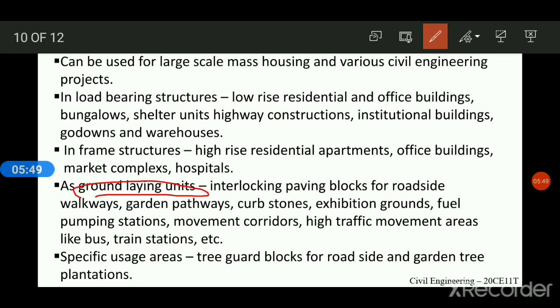Also used for garden pathways, walkways, curbstone, exhibition roads, fuel pumping stations, and high traffic movement areas like bus and train stations, etc. Specific usage areas include tree guard blocks for roadside and garden trees.